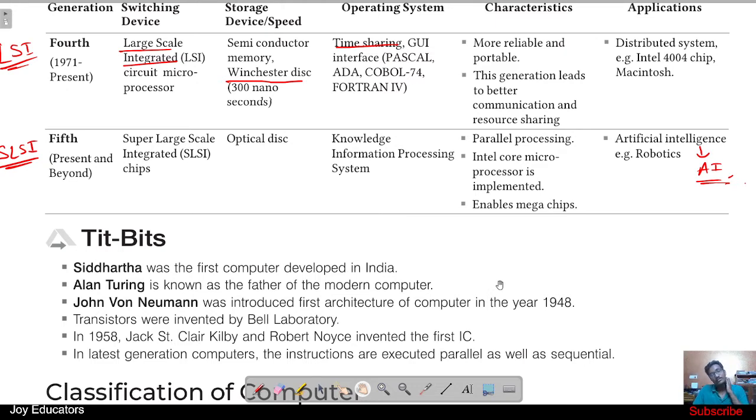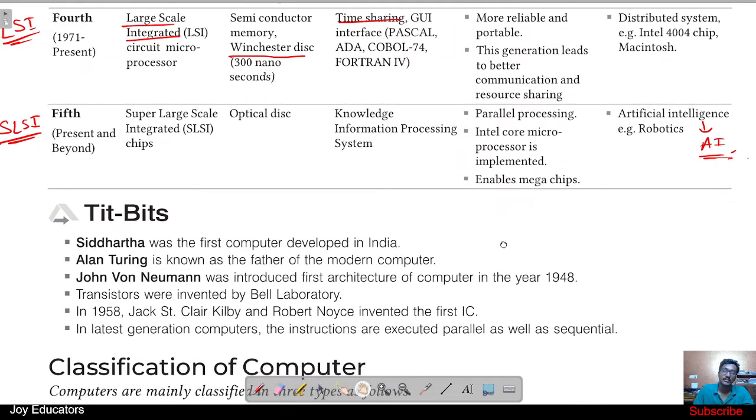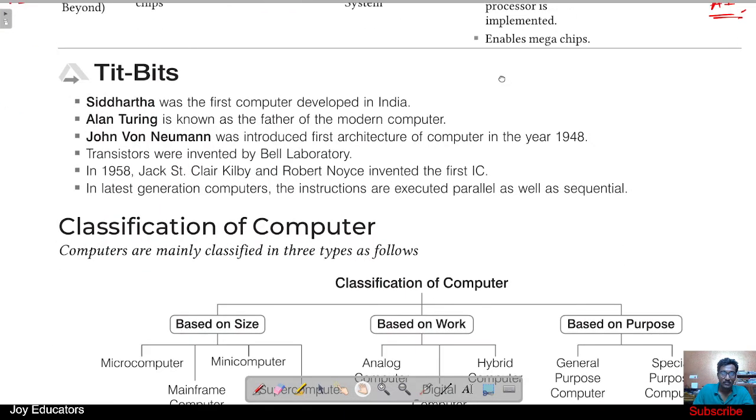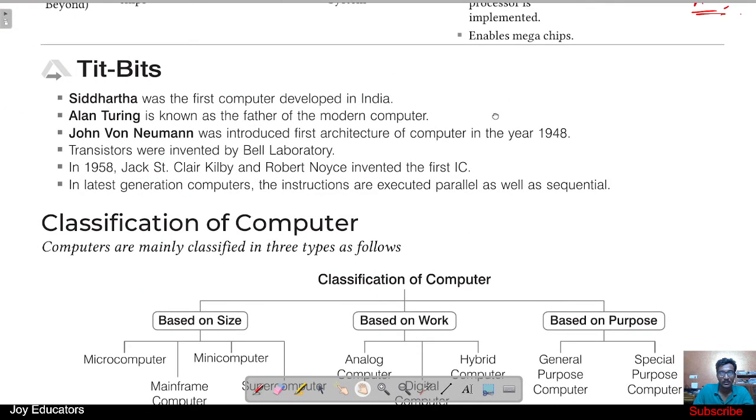So now let's go with a few questions that have been asked in exams. The first question they asked is: what is the first computer developed in India? The first computer developed in India is Siddhartha. Can you say Siddhartha?